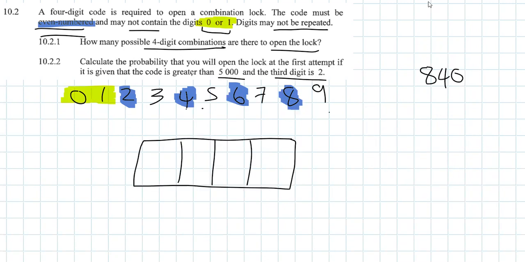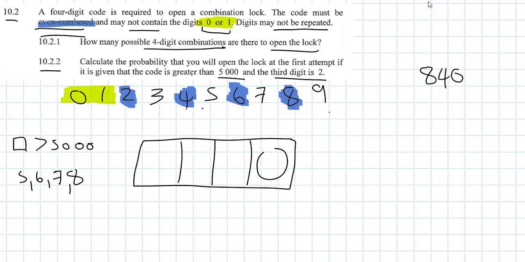Wonderful. Okay, so 10.2.2. It's given that the code is greater than 5,000. So greater than 5,000 means that it has to start on a 5, 6, 7, or 8. Again, this is my interpretation of this question, might not exactly match the mark scheme. We're starting on a 5, 6, 7, or 8, but our final number has to be even.